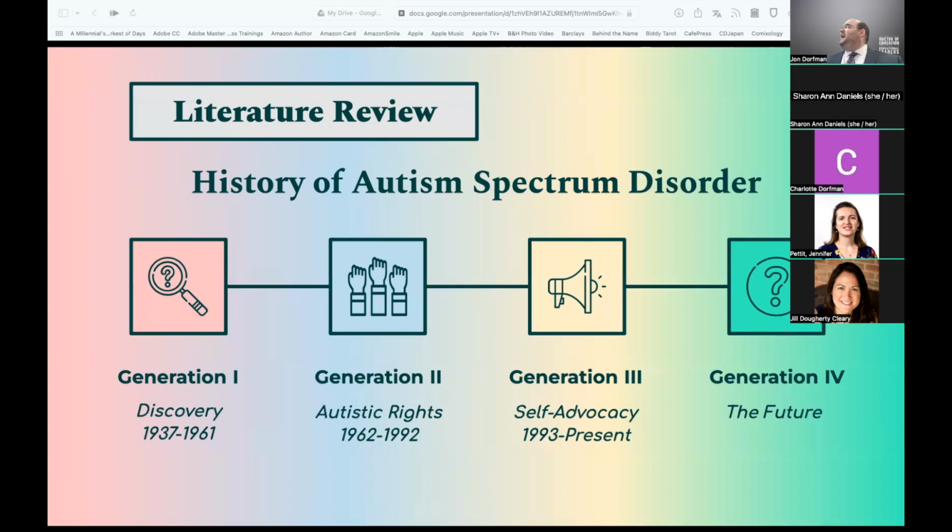And by 1993, we have the self-advocacy era generation. That is about the time frame that Jim Sinclair came out with Don't Mourn for Us, his famous essay that kind of kicks off this movement that Judy Singer later called Neurodiversity in her thesis in 98. So if you'll notice, each generation lasts typically about 30 or so years, which means we're due to start thinking about where we're going in the future. And that's what I'm hoping to discuss today.